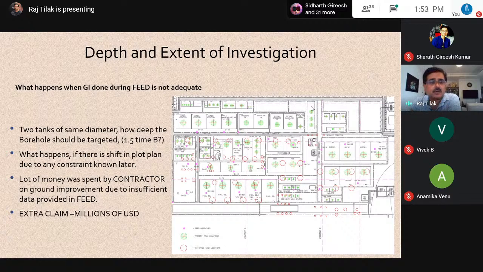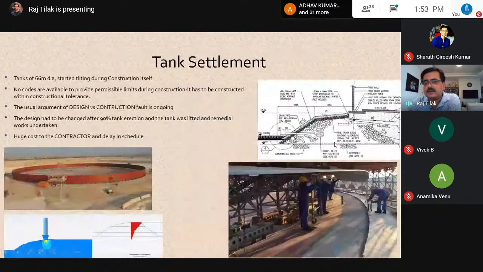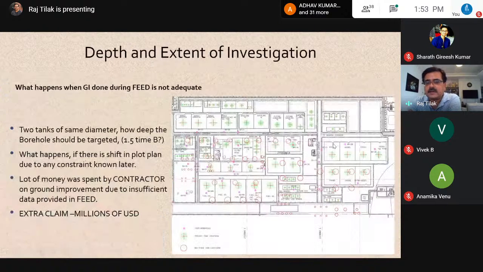While the tank sizes, though they look very small in here, especially on the right hand side that you see, these ones that you see here on the right hand side are 106 meter diameter tanks. So these are larger tanks.